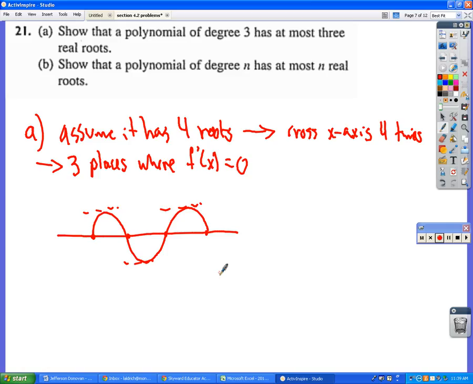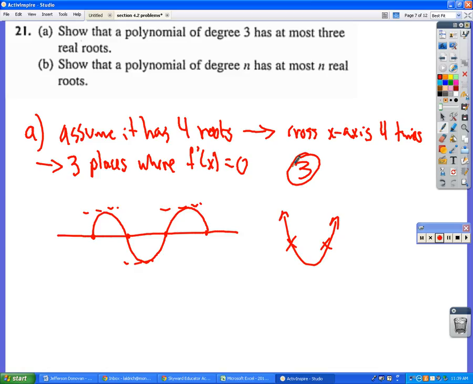But this leads us to a contradiction, because the derivative of a polynomial of degree 3 is a polynomial of degree what? 2, which we know is a parabola, which will be equal to 0 how many times? Only twice. Therefore, it can't have 4 roots, so it has to have 3. That's a little bit sketchy, but that's the basic idea.